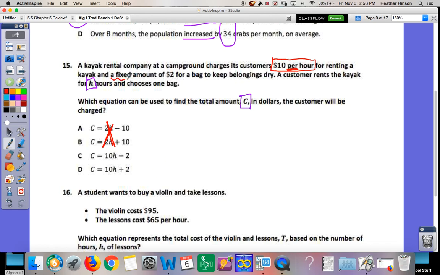And then you got a fixed amount of $2. Are they going to add that to your cost or subtract it from your cost? They're going to add it. You have to pay for that bag. So they're going to add $2. So it's going to be D.